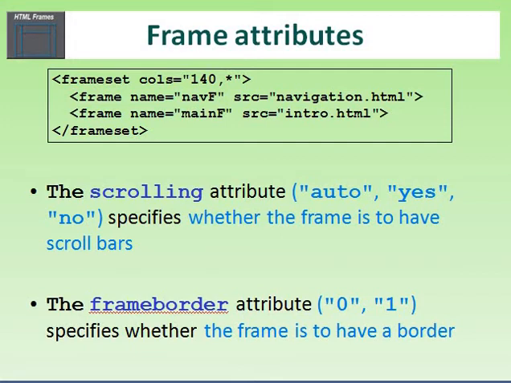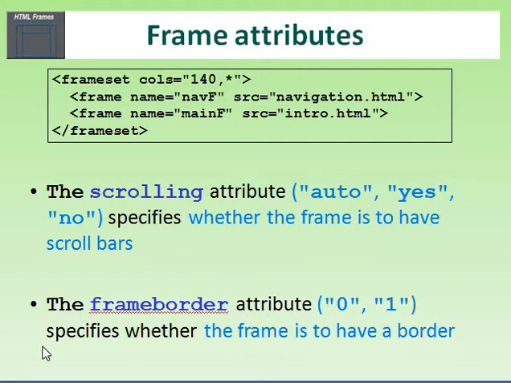Another attribute is the scrolling attribute. The scrolling attribute is also specified in the frame tag. It can take the values auto, yes, no. It specifies whether the frame is to have scroll bars. If you specify scrolling equals yes, a scroll bar is also displayed along with the corresponding frame.